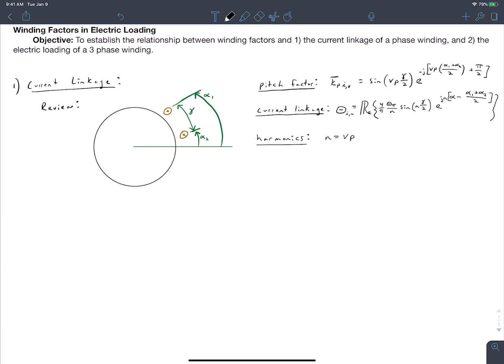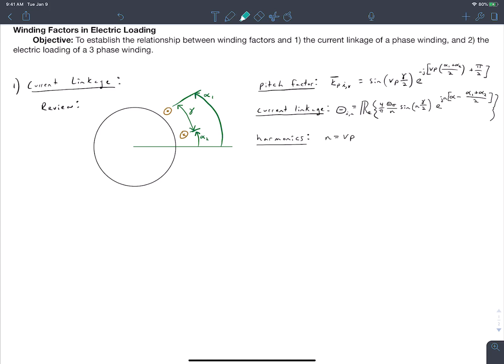But let's start at the beginning with deriving the relation between winding factor and current linkage. And to do that, let's review a few things. So given this coil that I've sketched on the left, which has an arbitrary coil pitch of gamma and is located at the specific angles of alpha 2 and alpha 1, we can calculate the pitch factor as being the sine of our harmonic index v times the number of pole pairs times gamma divided by 2, with this angle that I've given up above.